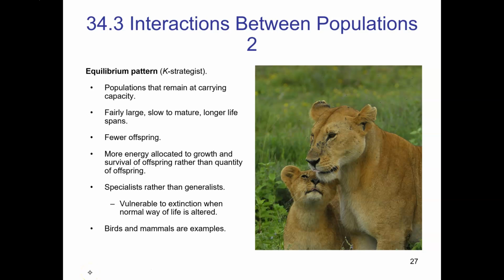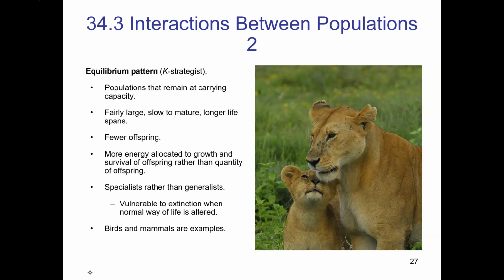Then we have the equilibrium pattern, or the K strategist. In this, the populations typically remain at carrying capacity. They produce larger offspring. They are much slower to mature, and they have a long lifespan. When they do produce offspring, they produce very few. So lots of mammals are K strategists.